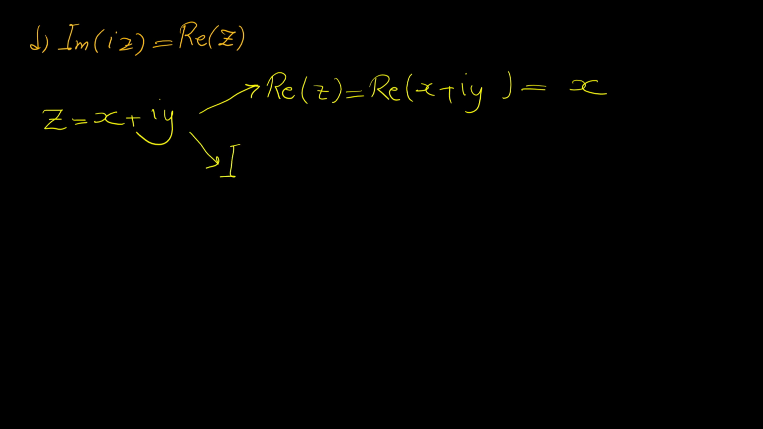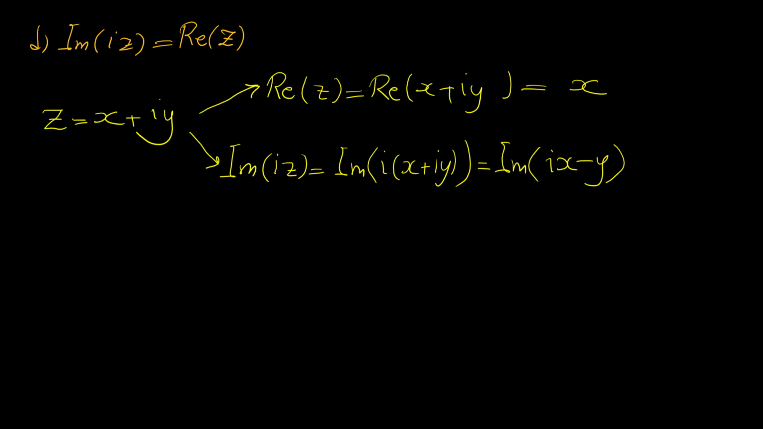Now let's calculate the other side. Imaginary part of iz. Basically, imaginary part of i times x plus iy. If you multiply i in the bracket, then we have ix or xi, it's up to you which form to write, plus i times iy. i times i is i to the 2y, so basically it is negative y. What is imaginary part of this complex number? Attention, this complex number is basically negative y plus ix.